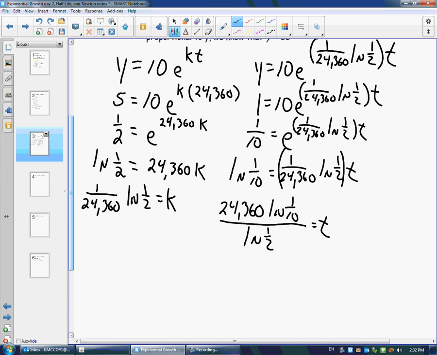Now, considering that it took 24,360 years to get down to 5 grams, it's going to take a really long time for this thing to get down to 1 gram. So if you plug all that into your calculator, what you end up with is 80,922 years. That's a long time for this plutonium to stick around. This is why they had to quarantine off Chernobyl for such a long time. Too much plutonium left around. Okay, moving on.